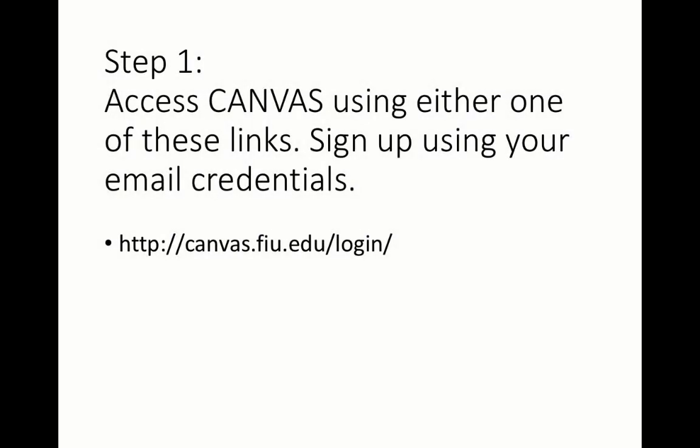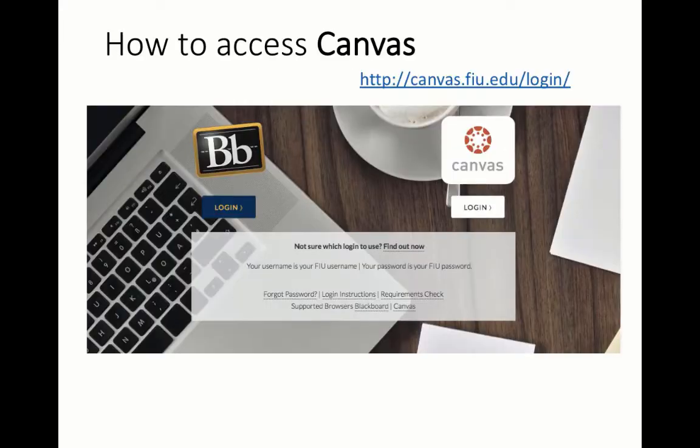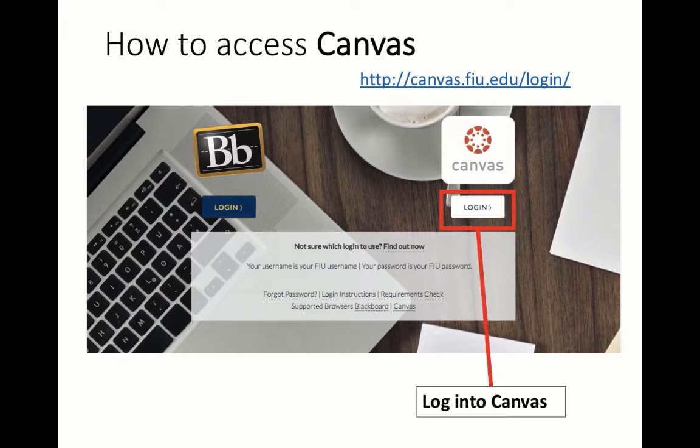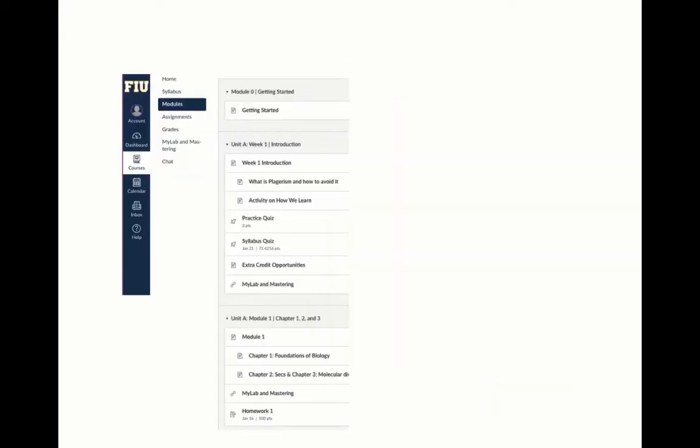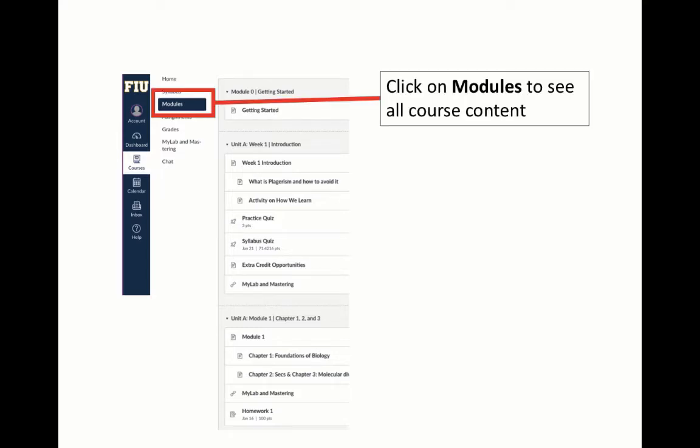So how do you access this course? This is through Canvas, so you need to go to canvas.fiu.edu and log in with the same credentials that you use for your email. When you log into Canvas, you're going to see the home page. All the content is going to be in the page called Modules. So click on the Modules page, and that's where you will see the content.